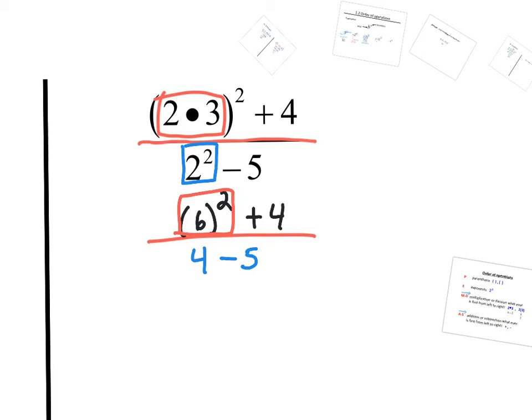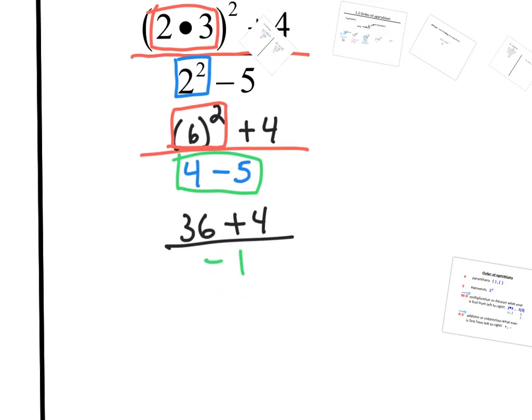So 6 squared, 6 times 6 is 36. Remember, you don't multiply 6 times 2. You multiply the base by itself 2 times. Plus 4, and on the bottom, well, you guys have 4 minus 5, negative 1. Keep going, we're not done.